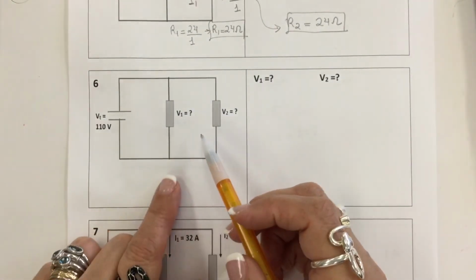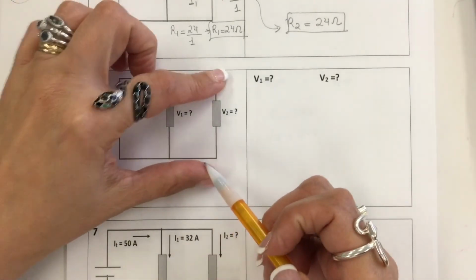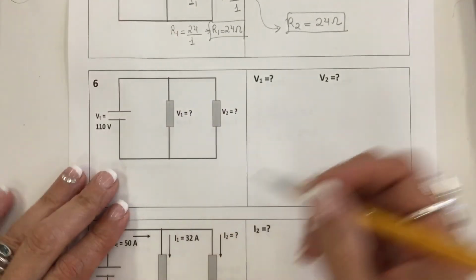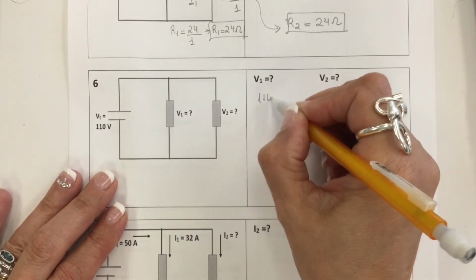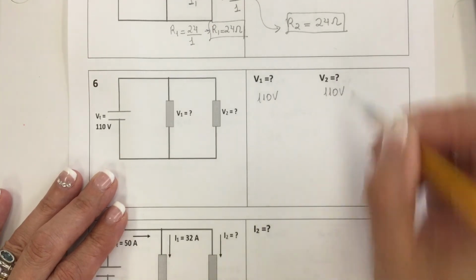In this parallel circuit, it's just asking what is the value of V1 and V2. Since they are in parallel, V1 is 110 volts and V2 is also 110 volts.